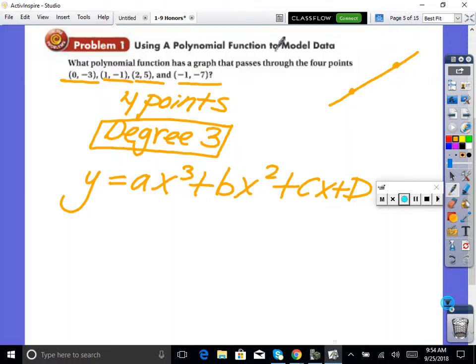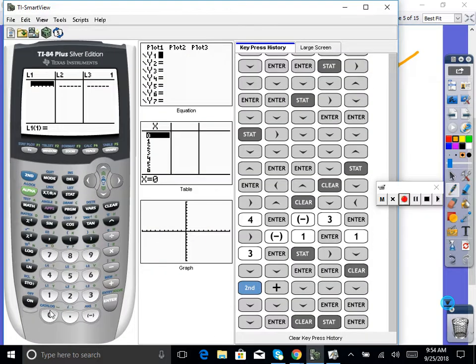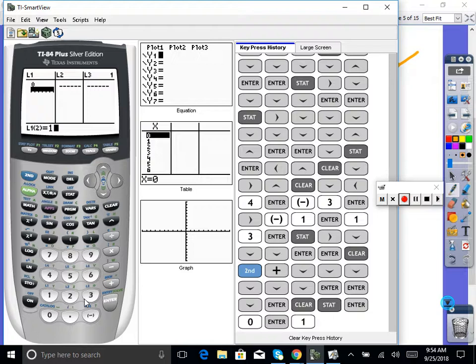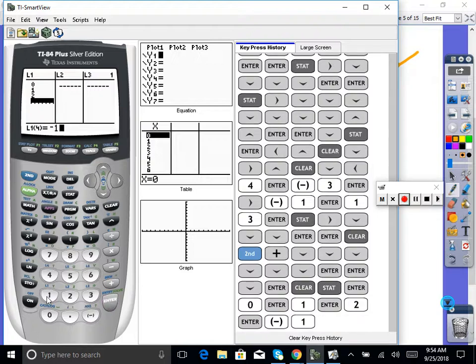So back to this one. Our x values: 0, 1, 2, and -1. You don't even need to put it in order. So hit 0, enter. 1, enter. 2, enter. -1. Make sure you don't type in a minus sign instead of the negative, or it's going to say error.